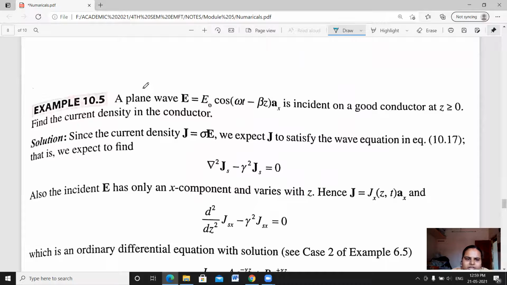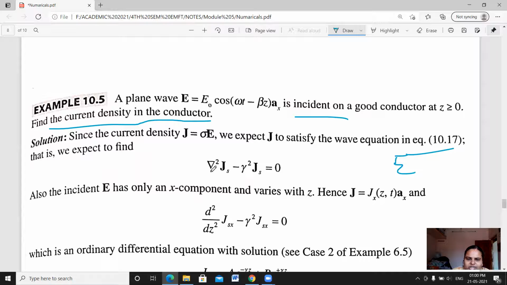Next problem, here it is given a plane wave E is equal to E naught cos omega t minus beta z into ax, is incident on a good conductor that is at z greater than or equal to 0. Find the current density in the conductor. It's like a small derivation part. Since the current density J is going to be equal to sigma E, then we expect J to satisfy the equation of 10.7. This is the equation of E.